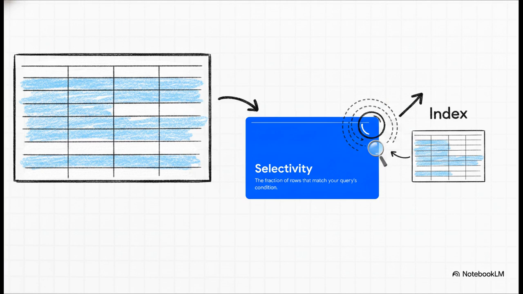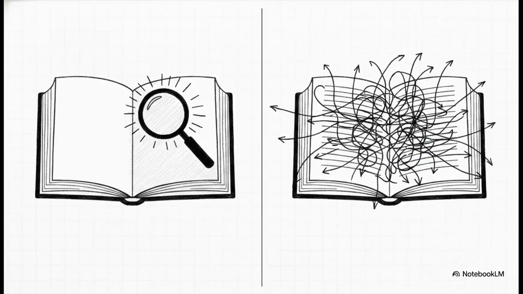Selectivity is just the fraction of rows that match your query's condition. If, say, 90% of the rows match what you're looking for, reading the whole table sequentially is actually way faster. But if only 0.1% match, then the index wins decisively. No contest. To put that into perspective, imagine trying to find a really rare word using the index at the back of a physical book.